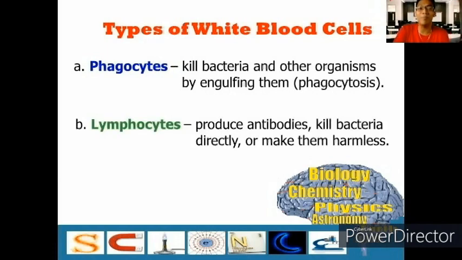The second type of WBC is called lymphocytes. And they are the ones producing the antibodies in our system. With that, they can kill bacteria directly or sometimes make them harmless.